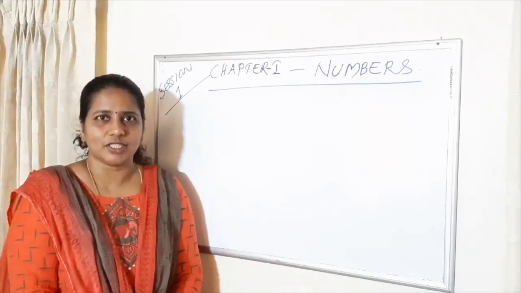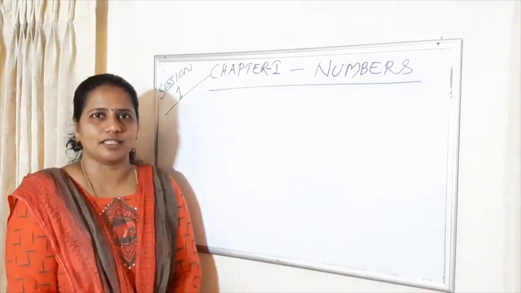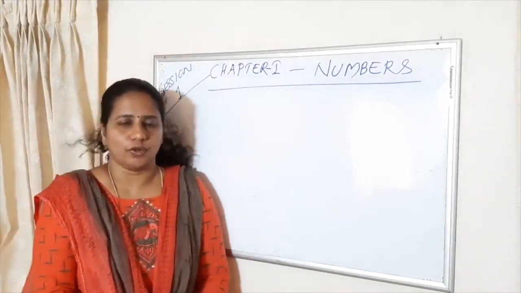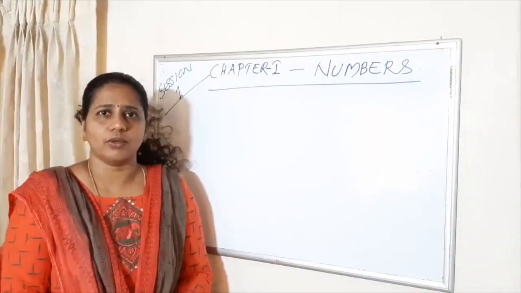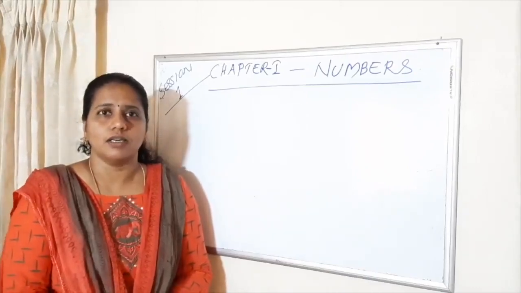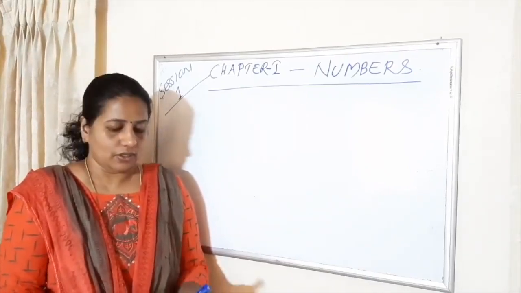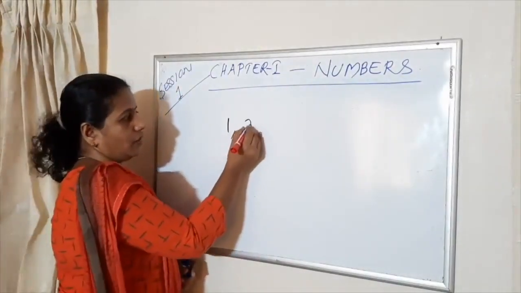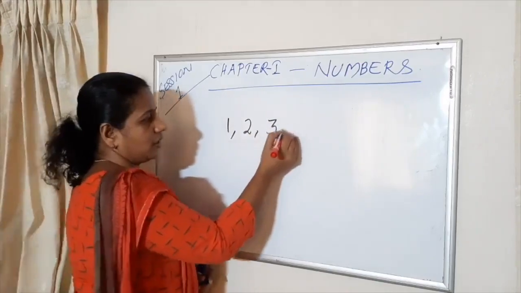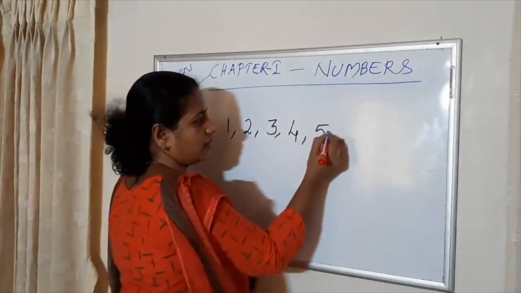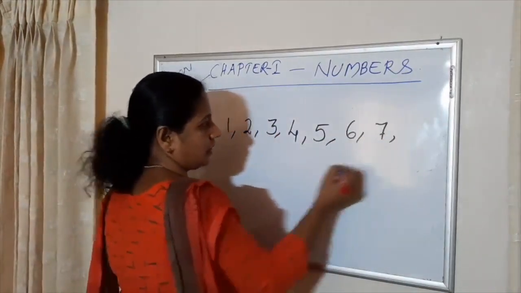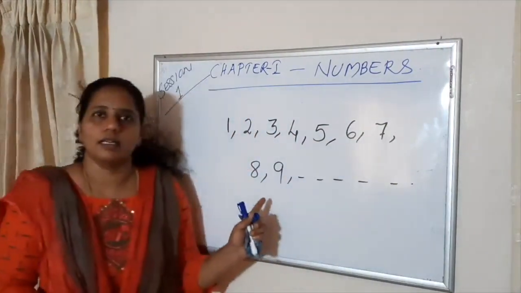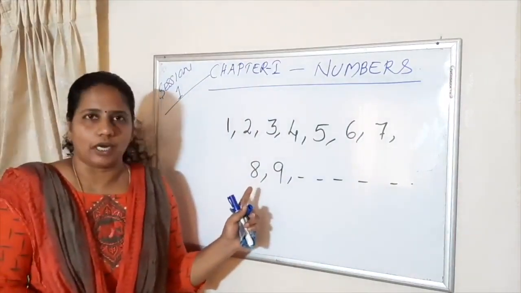Good morning, children. Today we are starting our new session, that is session 1, chapter 1, numbers. All of you know what numbers are. You are always using numbers for counting. For example, 1, 2, 3, 4, 5, 6, 7, 8, 9, etc. are numbers you use to count something.